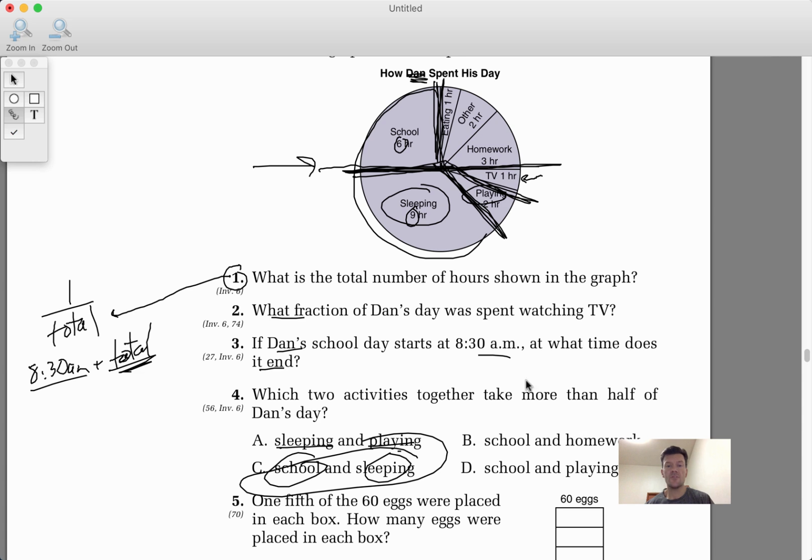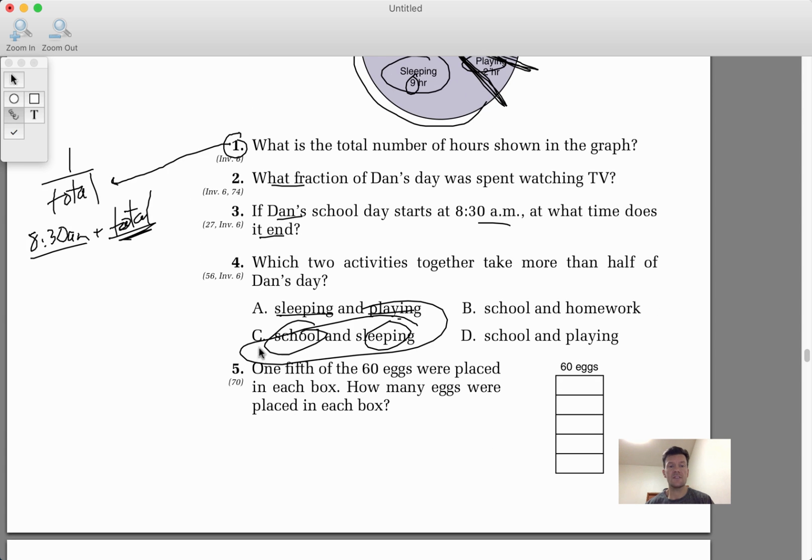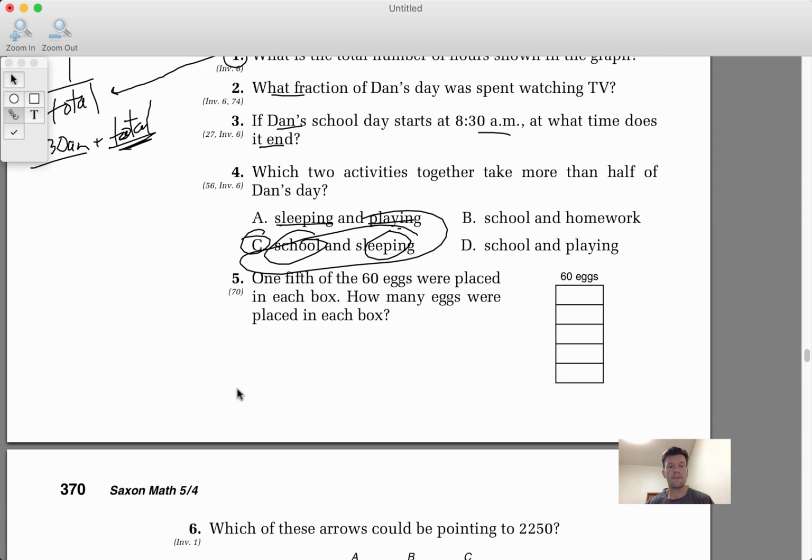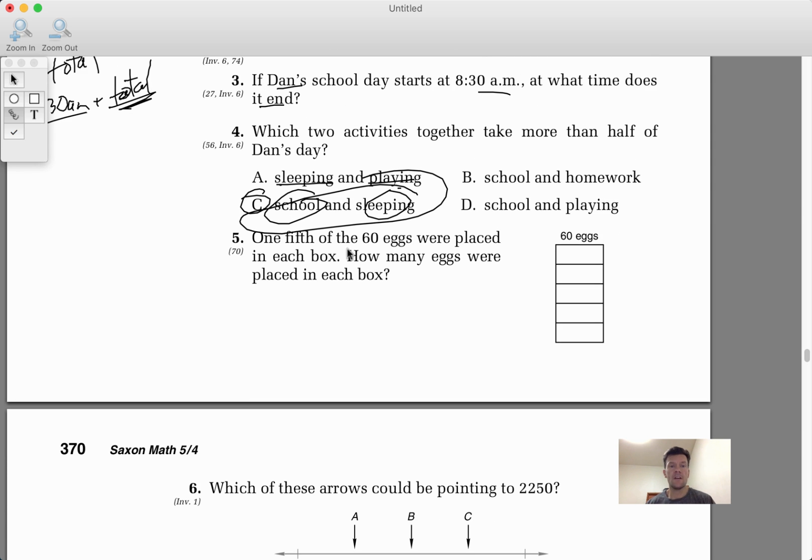Okay? School and homework, those 2 sections, if you ignore that middle, you're still not going to have 2 pieces that are going to be more than half. School and playing, again, those 2 sections are not going to be more than half. So your answer there is C. Okay, let's move on here.